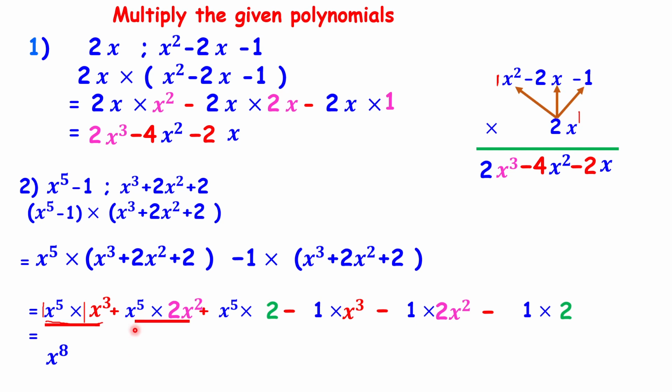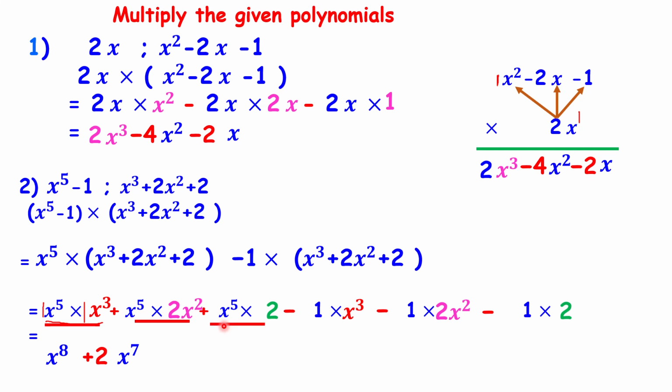Now multiplication of x raised to 5 into 2x square. First we take multiplication of their coefficient. The coefficient of x raised to 5 is nothing but 1. Therefore 2 ones are 2. Multiplication of x raised to 5 into x square, we apply here law of indices. Therefore we take addition of their index. 2 plus 5 is nothing but 7. Therefore x raised to 7.